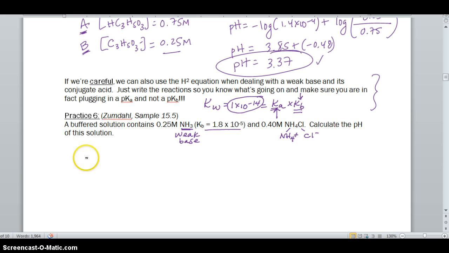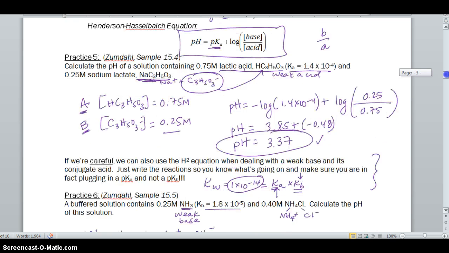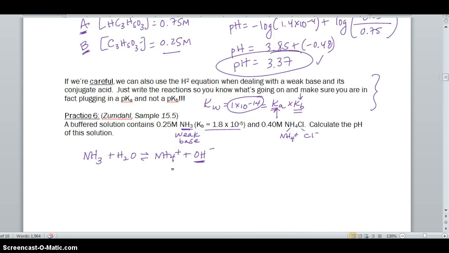Of course, we could go through our ICE table and solve it that way. But once you've seen the Henderson-Hasselbalch equation, usually students like it and want to use it. So when we write out this reaction, we see that this OH- is being formed. So we've got a Kb value for NH3 because it produces OH-. But the Henderson-Hasselbalch equation, as you guys saw, relates the pKa and the ratio of the conjugate base to the acid. So in order to use this equation, we would have to make sure we're plugging in a Ka.